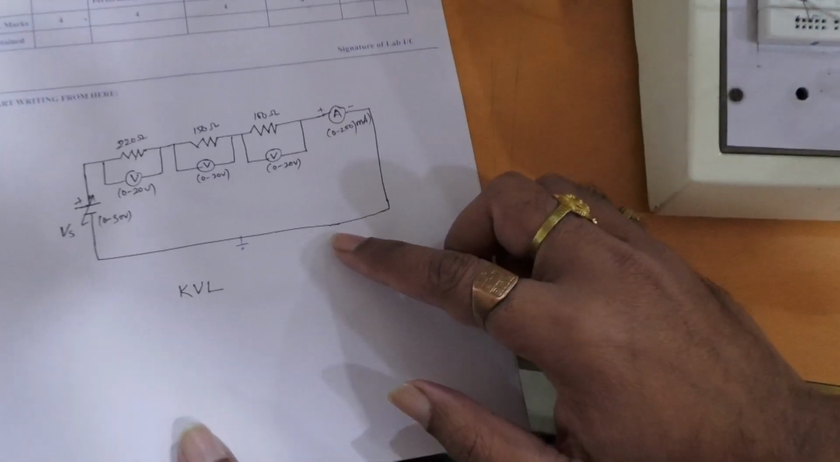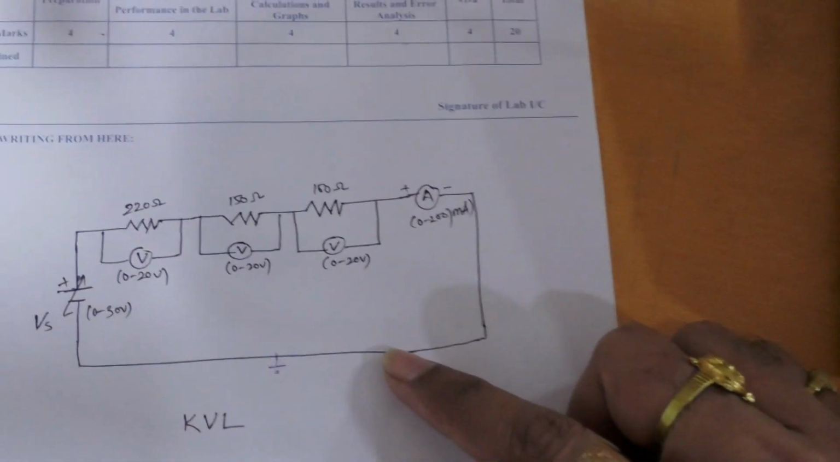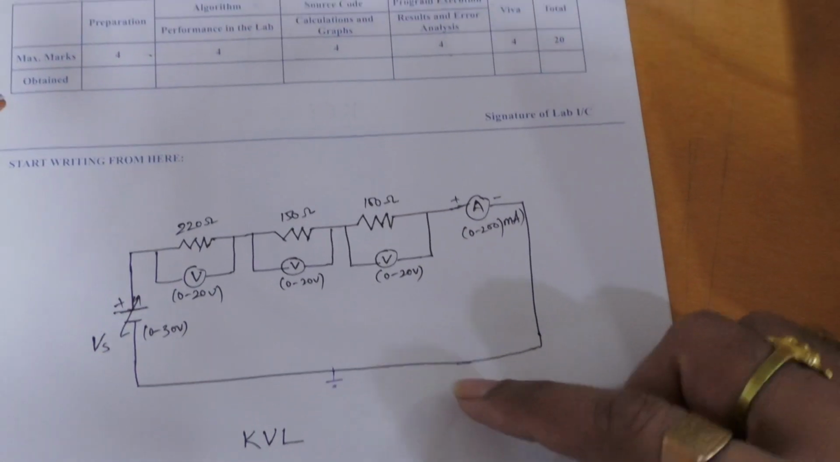What is Kirchhoff's voltage law? Kirchhoff's voltage law says that the algebraic sum of the voltages in a loop is 0. Based on that statement, we will do the practical. We will do the experiment and prove Kirchhoff's voltage law. So this is the circuit we have taken.